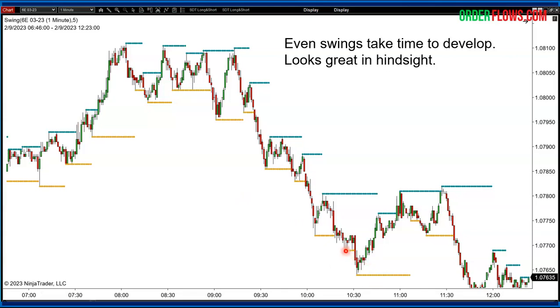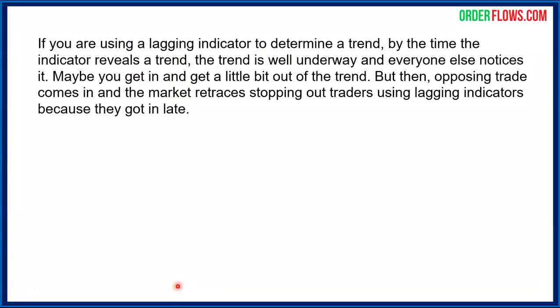You got a buy signal here, and the market went down. Buy signal here, market went up. Okay, then you get the sell signal. You get your sell signal, market went back up and gave you a higher sell signal. So again, nothing is infallible. So if you're using a lagging indicator to determine a trend, by the time the indicator reveals a trend, the trend is often well underway and everyone else notices it.